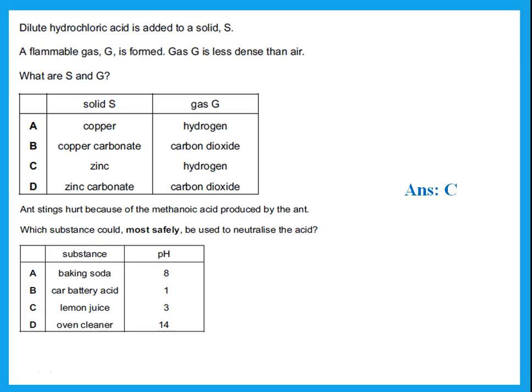Okay. Ant stings hurt because of the methanoic acid produced by the ant. Which substance could most safely be used to neutralize the acid? Now, to neutralize the acid, I need a base. A base means the pH should be more than 7. But he's saying safely. Safely, that means that I shouldn't add something that is a strong base, because a strong base is corrosive. Do you know the meaning of corrosive? Corrosive means it will burn the skin, so it's not safe. So something with pH 14 is not safe, so I have to add something with pH 8.